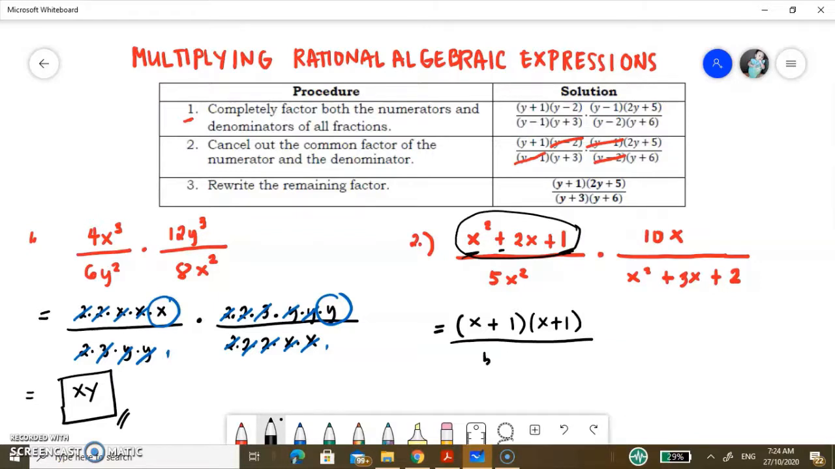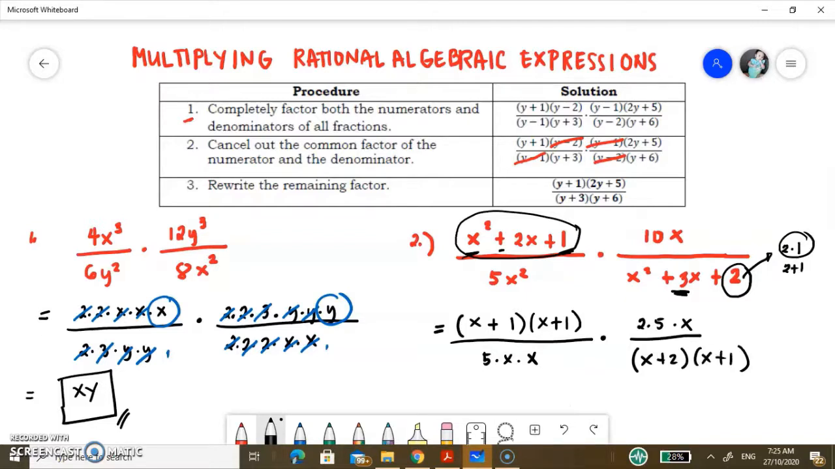And then below, you have 5 times x for your denominator. For the other rational algebraic expression, you can write that as 2 times 5 times x, because 10 can be factored as 2 times 5. And for your denominator, you find the factors of 2, that would be 2 times 1, that when you add, is equal to the numerical coefficient of the middle term, because 2 plus 1 is 3. So that's correct. That would be x plus 2 times x plus 1.